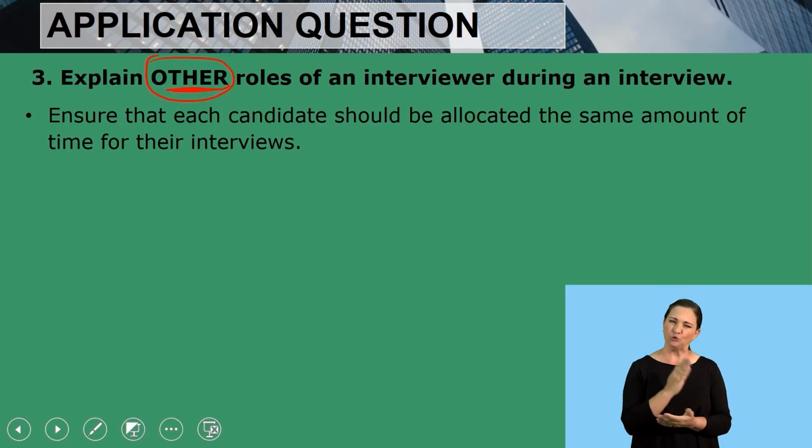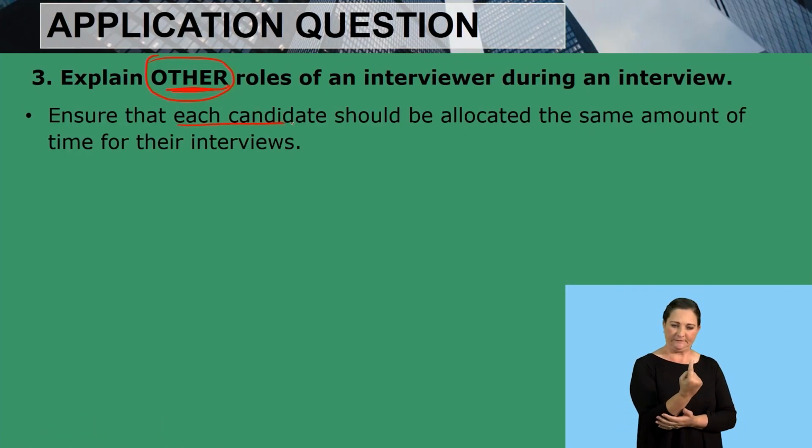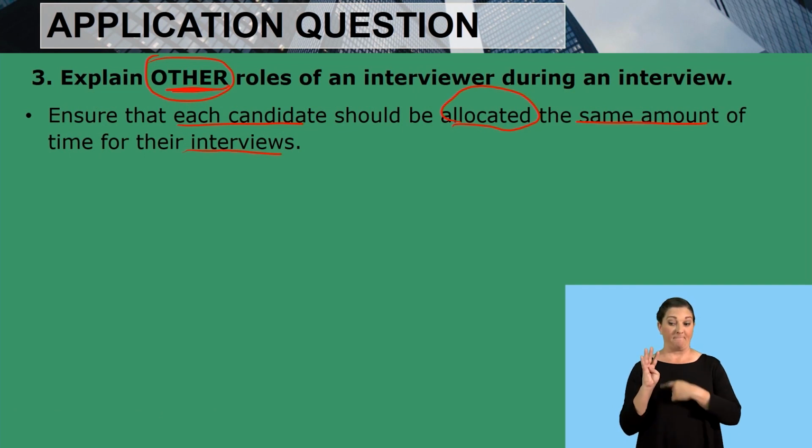Now, let's check. It says there that we must ensure that each candidate is allocated the same amount of time for their interviews. So if as an interviewing panel we decide that we are going to give each interviewee 30 minutes for an interview, it means that all of them need to be granted their 30 minutes equally.